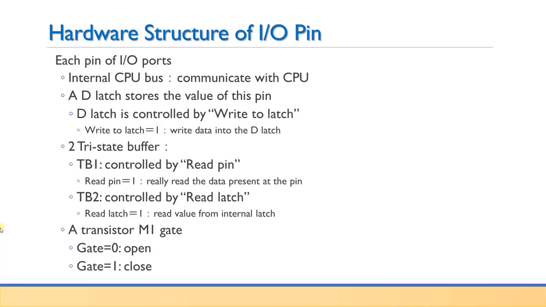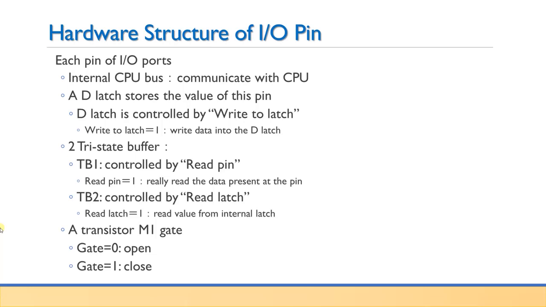Then there are two tri-state buffers, TB1 and TB2. TB1 is controlled by the read pin. If the read pin is 1, then really read the data present at the pin. This is the meaning of it. Then TB2 is controlled by the read latch. So if the read latch is 1, read the value from the internal latch. This is the meaning of it.